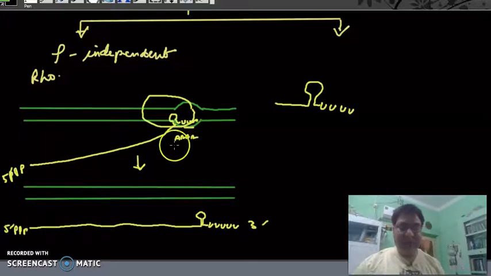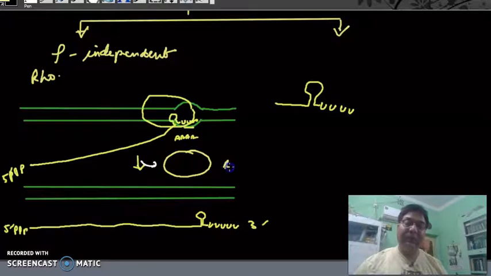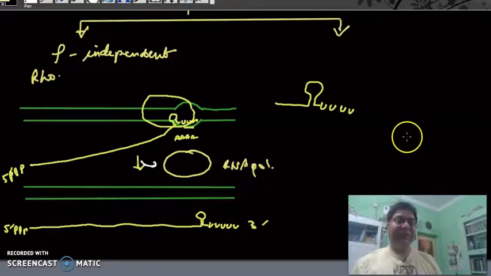It again forms a double helix, and this RNA polymerase is being released from the system. RNA polymerase is released. This is RNA polymerase. This is how rho-independent termination takes place.